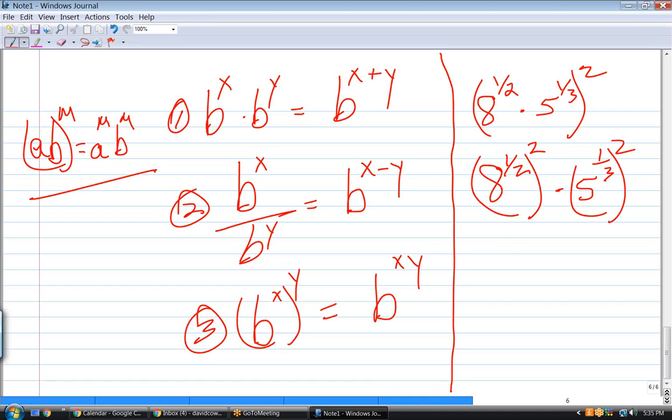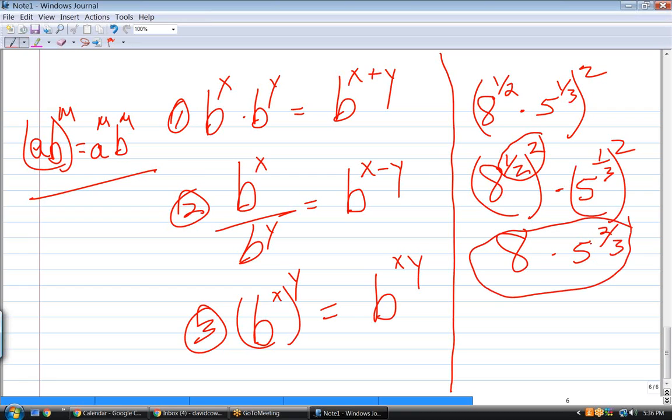Okay. Now I can apply rule 3. What's 8 to the 1/2 squared? Multiply those two exponents. 8 to the 1/4 power multiplied by 5 to the 1/6 power. 2 times 1/2 is not 1/4. What is 2 times 1/2? That would just be 1. Right. So that just turns into 8 times 5 to the 2/3 power. Correct. And there's your answer.